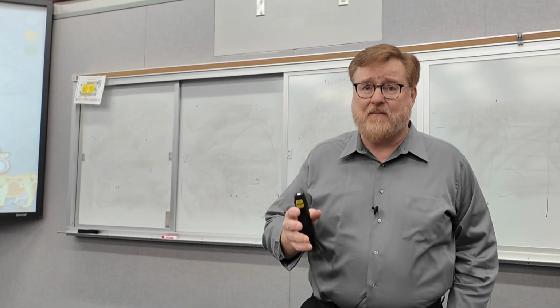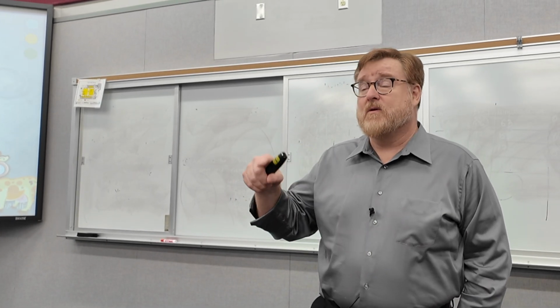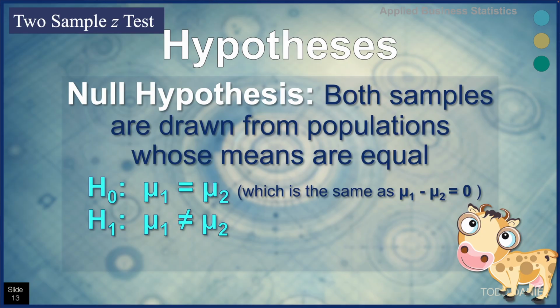And I want to point that out because we're going to see that coming up again when we look at our spreadsheet. The alternative hypothesis would be H sub 1 colon mu1 does not equal mu2. The first sample is drawn from a population that has a mean that is different than the population from which the second sample was drawn.